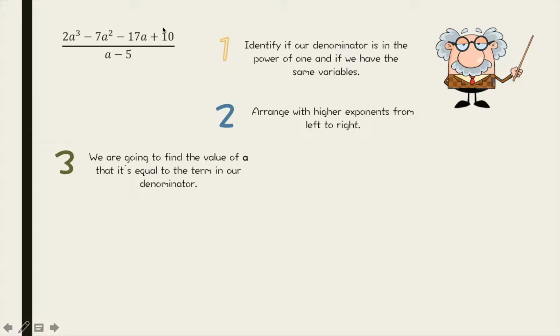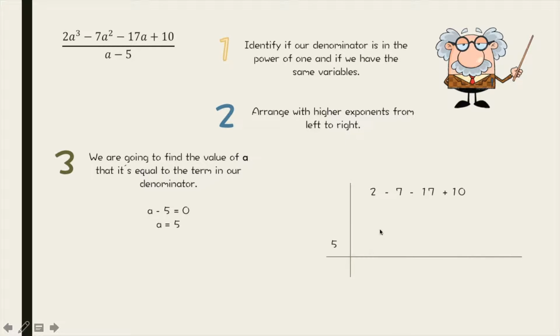The third step is that we're going to find the value of a that is equal to a term in our denominator. Example, a minus 5 is equal to 0, so a is going to be 5. So we're going to put our 5 over here, and we're going to put our numerator numbers in this like house. Okay, now we are going to begin.